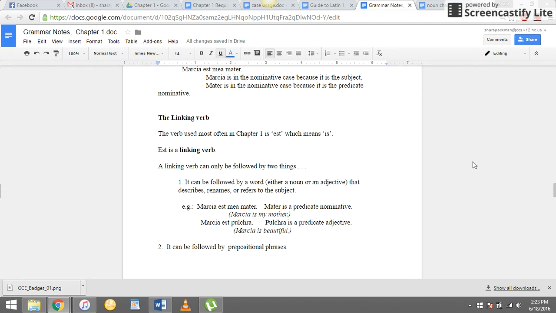We were just talking about the nominative case and what it was used for. Now we're going to talk about the linking verb. The verb used most often in this chapter is est, which means is. Think about all the times in English a day that you use the word is, constantly. Est is what's called a linking verb.